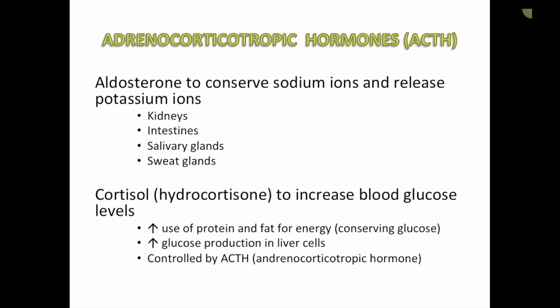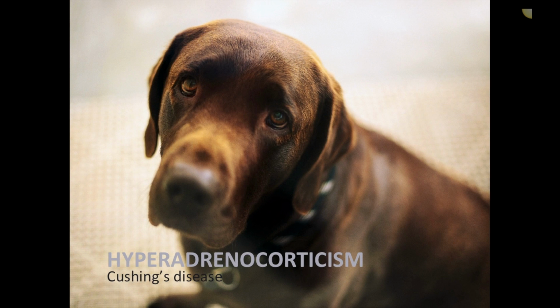So the increase in the use of protein and fat for energy and increase in glucose production in the liver cells, again, that is in a fight or flight situation. We need the body to react, we need more glucose, we need it to be metabolized, so that's what cortisol is regulating and allowing the body to do.